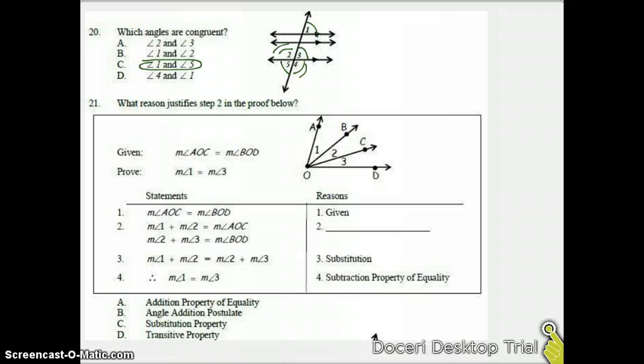For number 21, if we look at the properties that we have, we need to find what's going on in number 2. So we're saying 1 and 2 add up to be AOC. So these parts add up to be the bigger angle. The same thing happens with 2 and 3. They add up to be BOD. So I'm adding up the smaller angle pieces to equal the whole thing. We're going to call that the angle addition postulate.